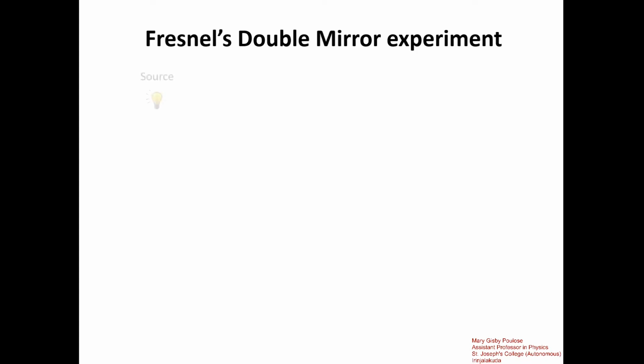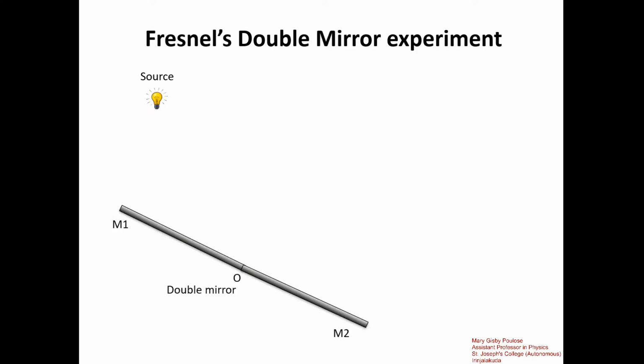Let us see it. Here we have a monochromatic source, and we have two mirrors, M1O and OM2, that are aligned parallelly, along the same line. So they act as a single mirror now. And we have a screen. So this is the basic setup.